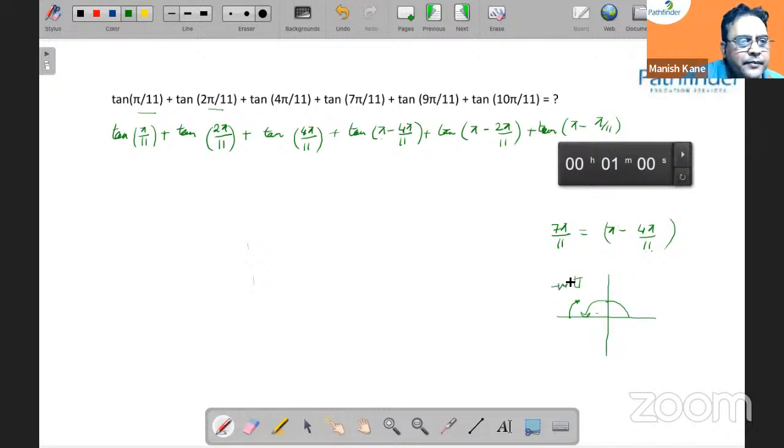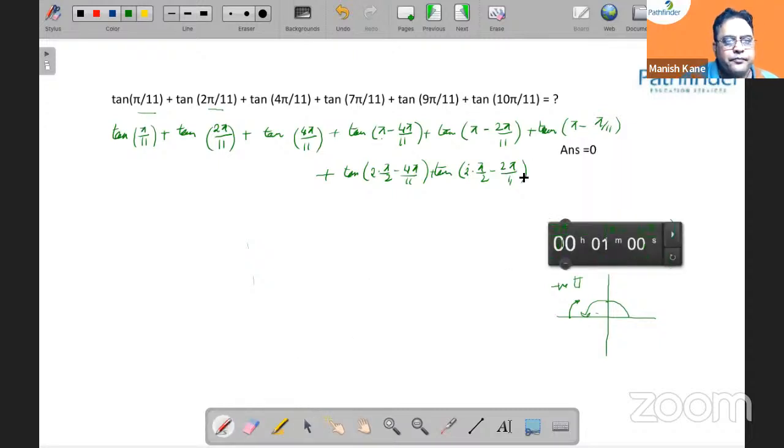And since it is pi, I can write this as tan of 2 times pi by 2 minus 4 pi by 11, plus tan of 2 into pi by 2 minus 2 pi by 11. That is how we'll write it. And plus tan of 2 into pi by 2 minus pi by 11. That's how we will write. I have not changed these three terms. I am only making an alteration to the second, third, fourth, fifth, sixth terms.